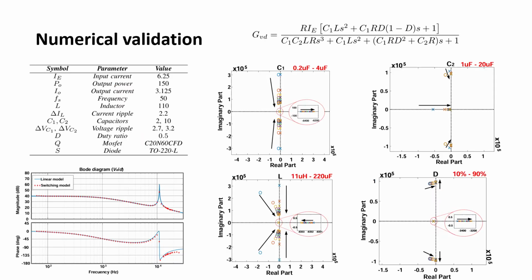Key parameters of the converter are presented, along with the duty cycle to voltage transfer function used for stability analysis. Pole-zero plots for different component values show how parameter variations affect system stability and dynamic response.